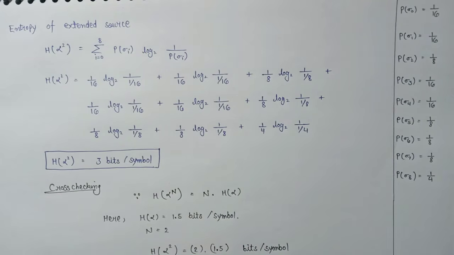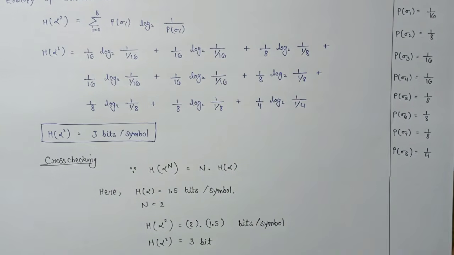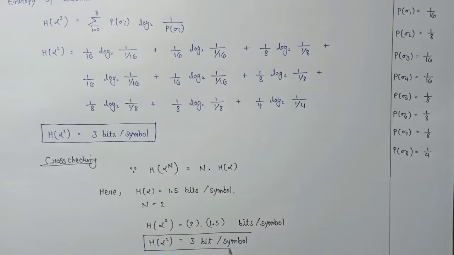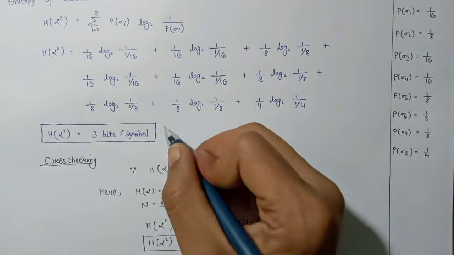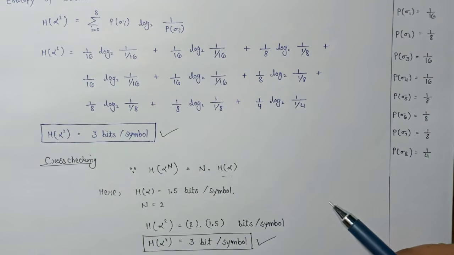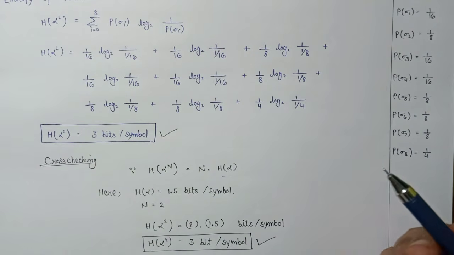So the final result of h of alpha to the power 2 comes out to be 3 bits per symbol. So this is the result that we got after cross checking with the help of this relation, and this is exactly the same answer that we got here. So we can say that we evaluated the whole answer exactly the same and correct.